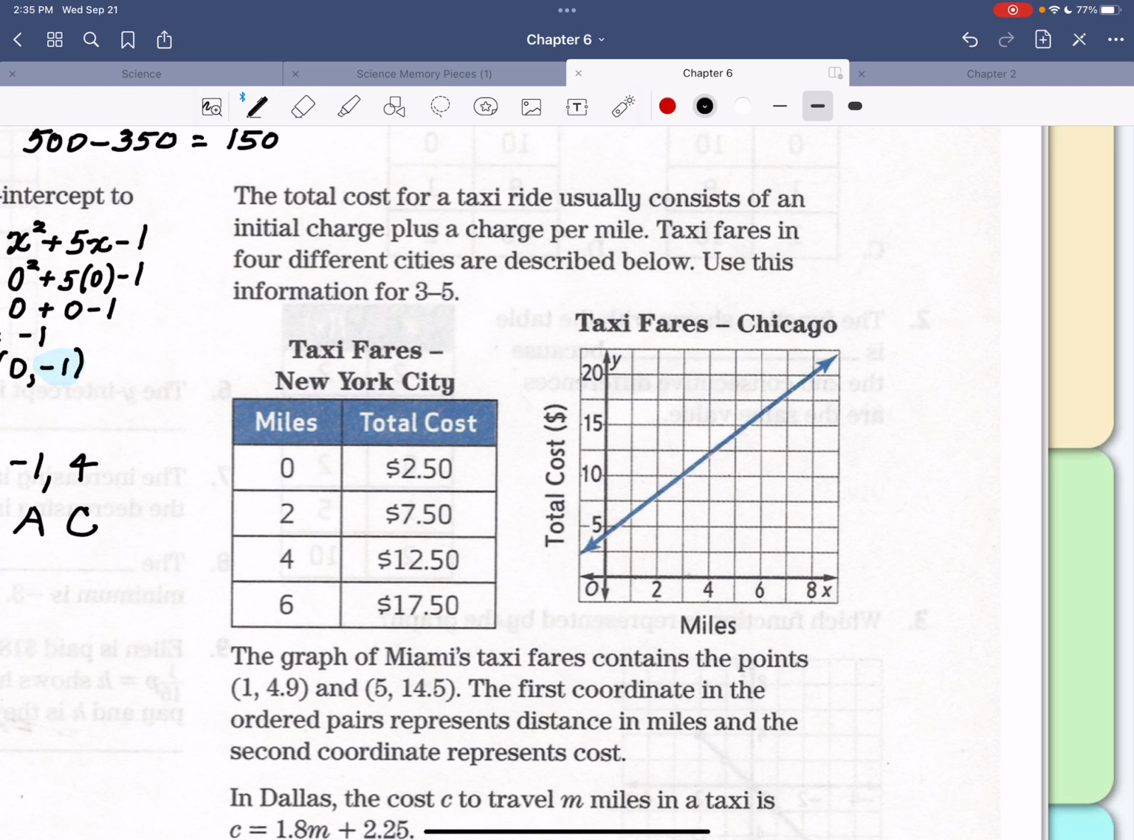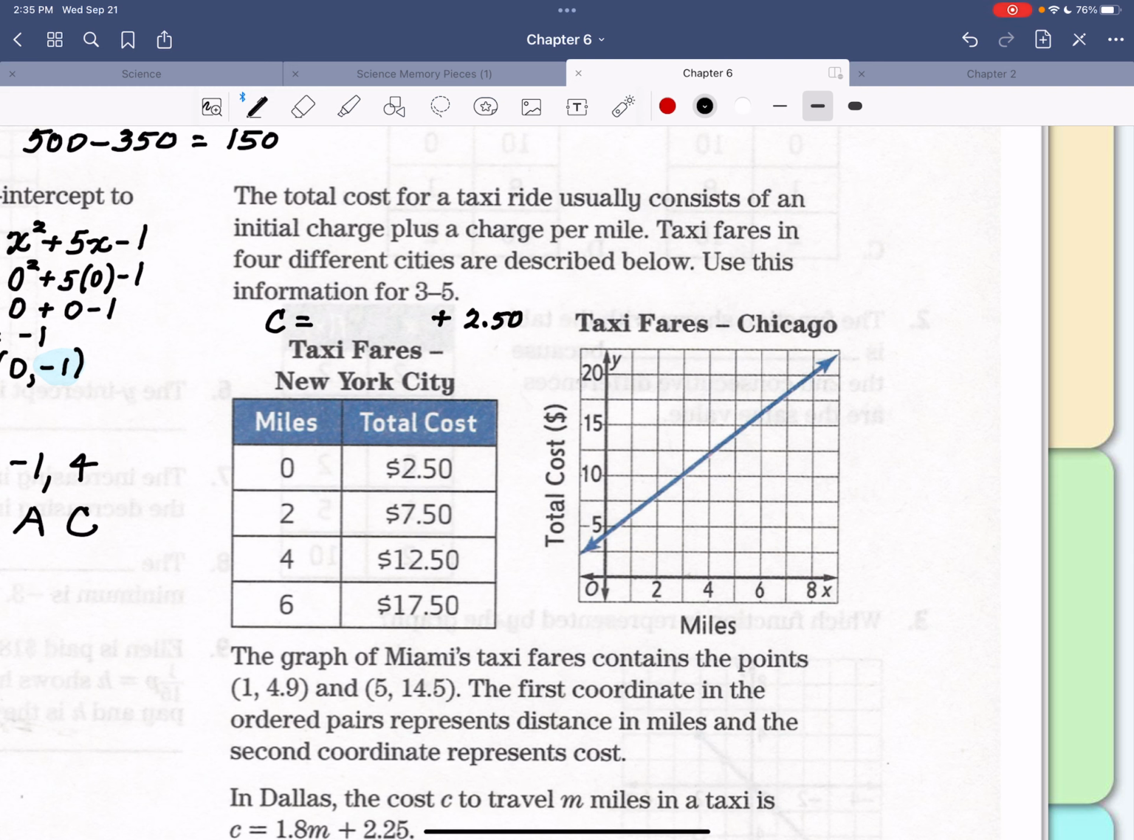So in New York City, we have a table. I'm going to write an equation. So the cost is, let's do it this way. C for cost is, I need to do, oh boy, this does not match the 0, 0 principle. This is very important. So $2.50 is the initial fee. That's going to be your y-intercept.